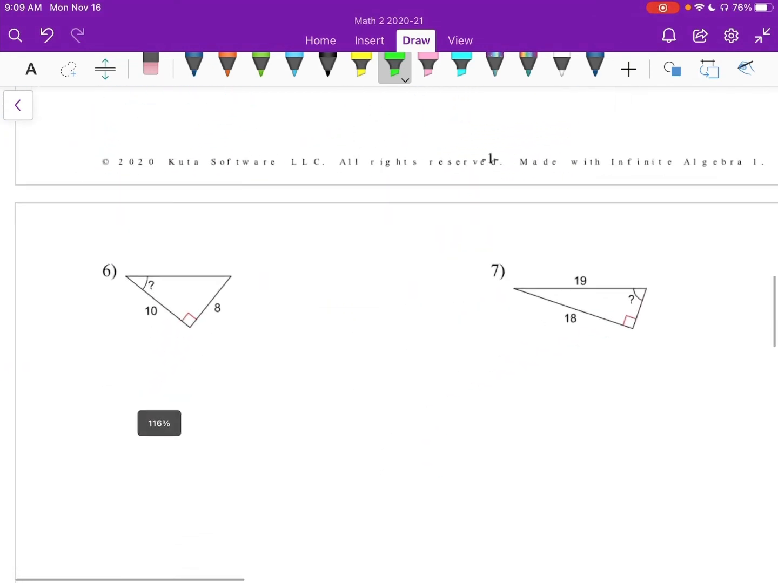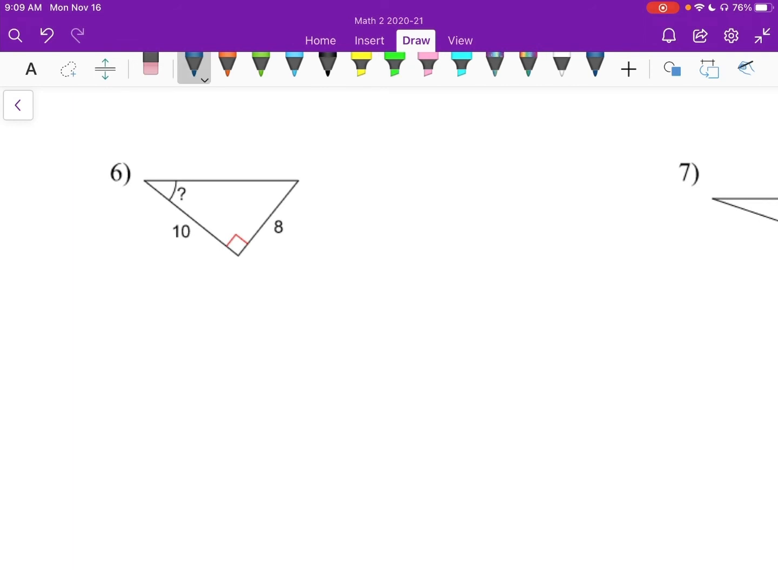Continuing on to number 6. So here's our variable. Here's the side opposite, and here's the side adjacent. Now, I think I've said this already, but you could label the hypotenuse here if you wanted to, but there's no number there, so there's not really a whole lot of purpose in doing that, right? So I just don't label the side that I don't know.